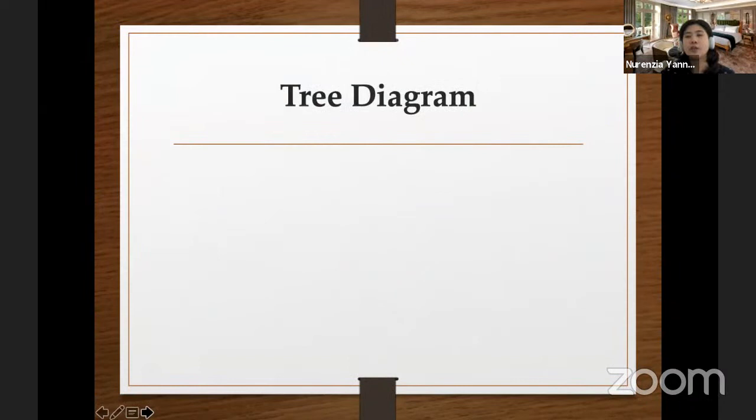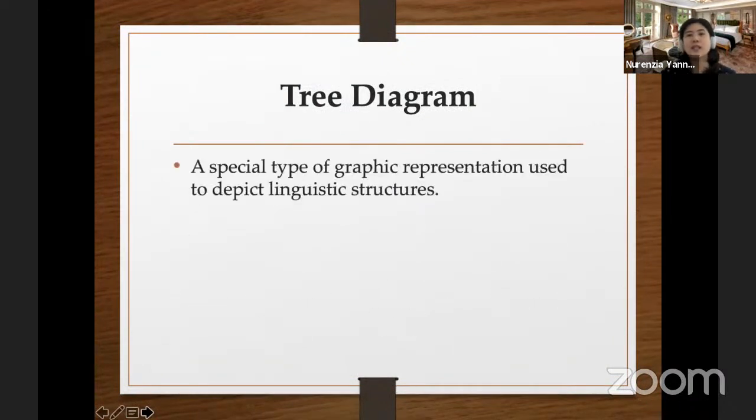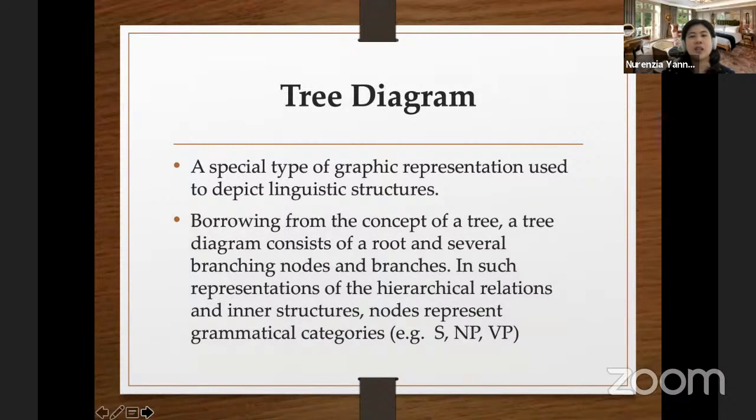And in order to really understand the deep structure, we use a tree diagram. So a tree diagram is a special type of graphic representation used to depict linguistic structures. Borrowing from the concept of a tree, it consists of a root and several branching nodes and branches. So the sentence can be described using a tree diagram.